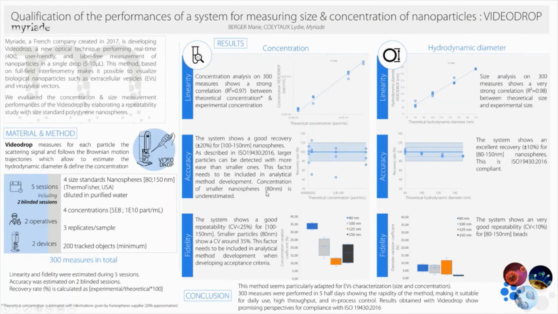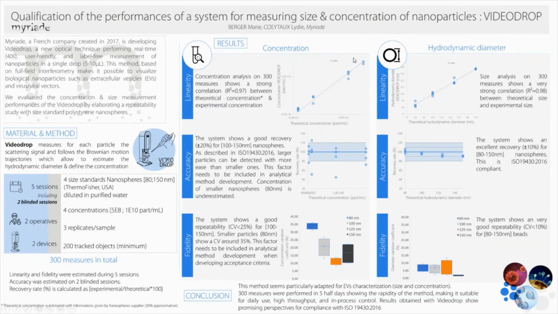If we look at the fidelity results of the concentration, the system shows a very good repeatability, CV under 25% for 100 and 150 nanometers, and for smaller, the CV is around 35%. These factors need to be also included in the method development when developing acceptance criteria.